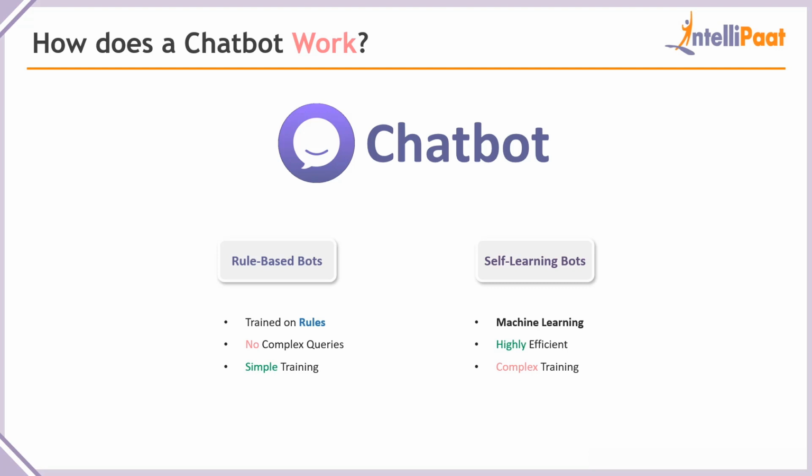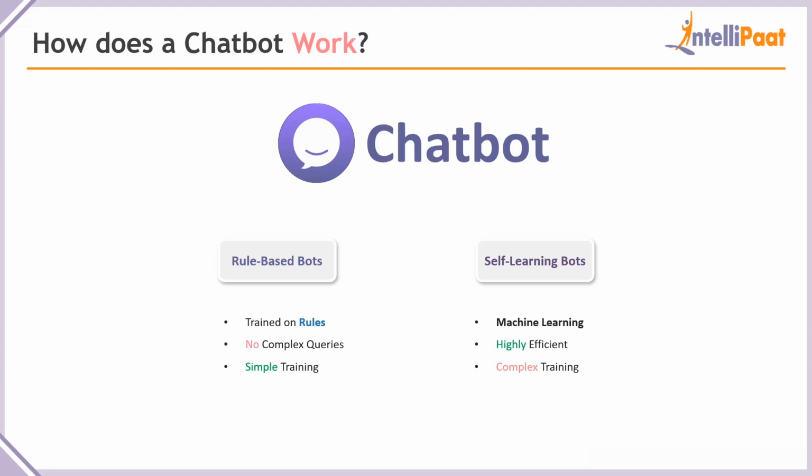So think about rules as if they are like a book. It will look into this book for an answer. If it can find it, it will tell you, or else it cannot. It's as simple as this. And most of the time, the training of these bots is really simple and not complex. What this means is that you can ask simple queries and get simple answers. If you ask complex queries, it might fail.